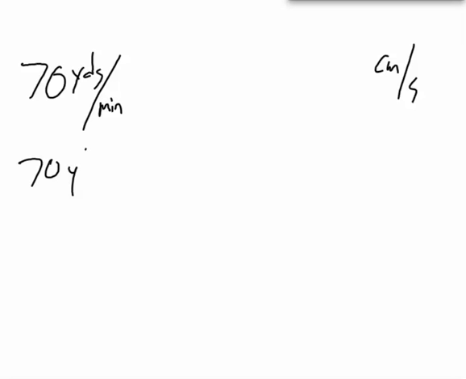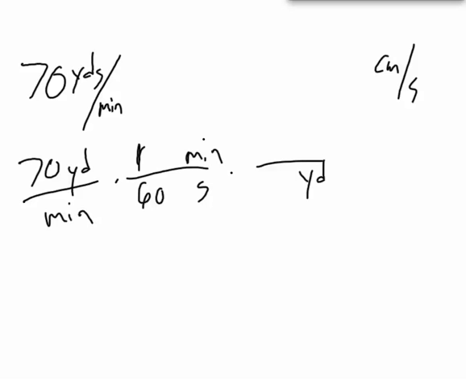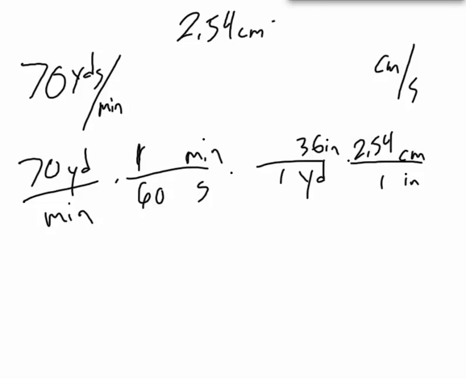So we had 70 yards per minute. Well, I know I want to get to seconds, so I'm going to get rid of minutes first. Minutes to seconds. So that's 1 minute over 60 seconds, right? And how do we get from yards to centimeters? Well, let's go to inches, shall we? Yards are down here. There's 36 inches per yard. How many centimeters per inch? 2.54. 2.54 centimeters equals 1 inch.